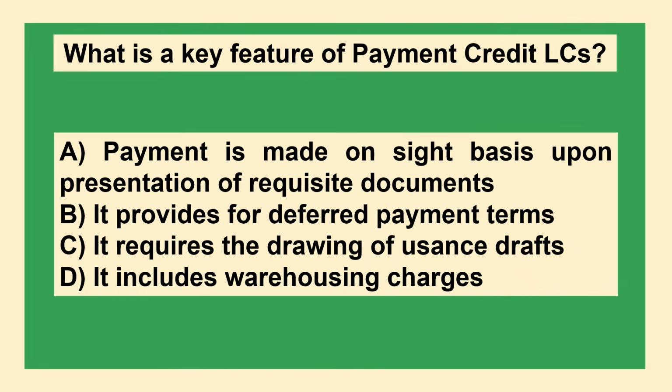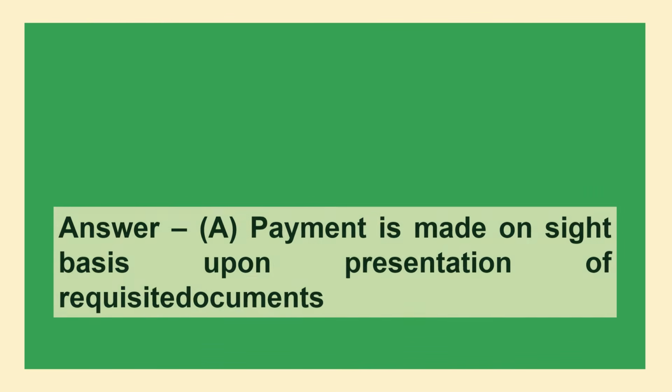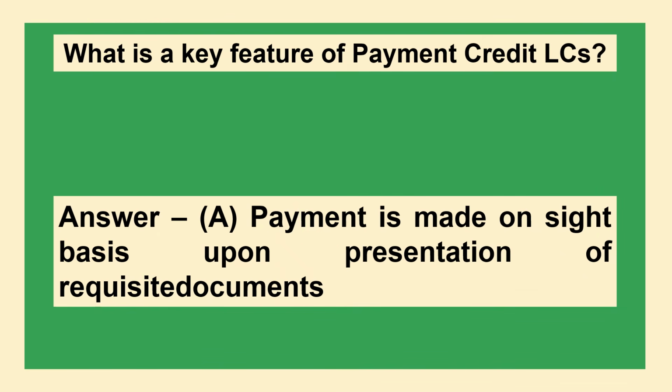Question. What is the key feature of payment credit LCs? Option A. Payment is made on sight basis upon presentation of requisite documents. Option B. It provides for deferred payment terms. Option C. It requires the drawing of usance drafts. Option D. It includes warehousing charges. Answer. Option A. Payment is made on sight basis upon presentation of requisite documents.